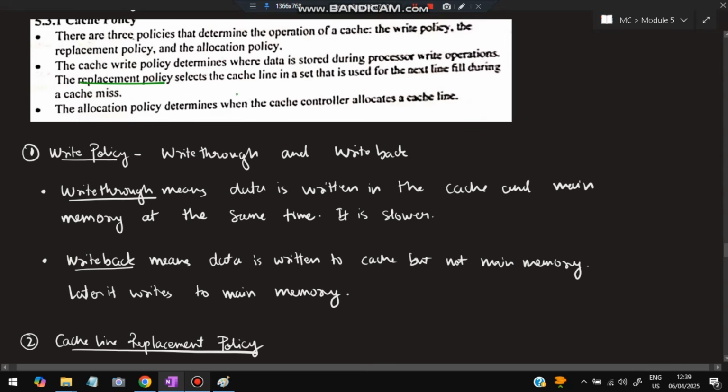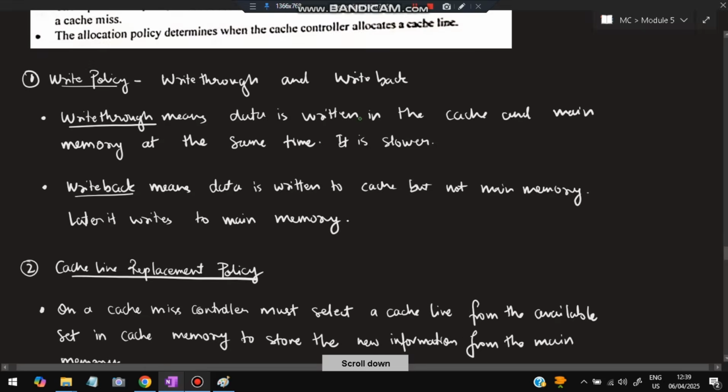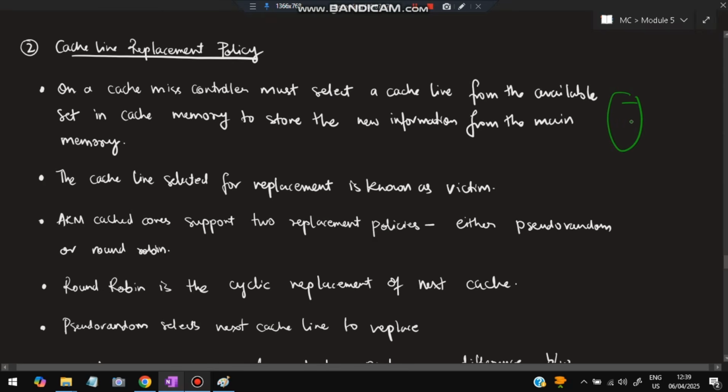Second is the cache replacement policy, which means selecting the line which is to be used next time to fill during a cache miss. This basically means which line you have to choose to replace. On a cache miss, you do not find the data in the cache, so you go to the main memory to find the data. It must select a cache line from the available set in the cache memory to store the new information from the main memory. So you need to find the line which is available, or if it is not available, which line should be deleted and replaced with the new data. That finding is called the cache replacement policy, and the algorithm decides. We'll not go into the algorithm, that is out of the scope of the syllabus, but there will be algorithms for that.